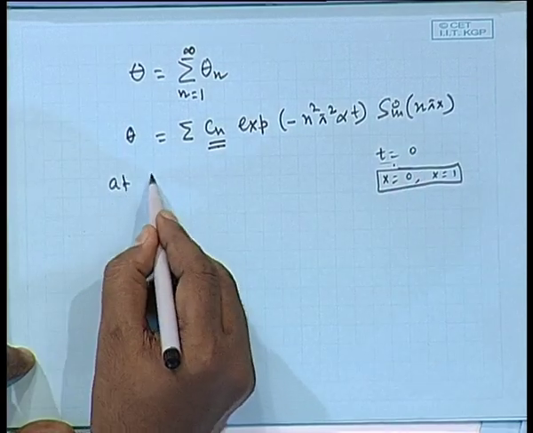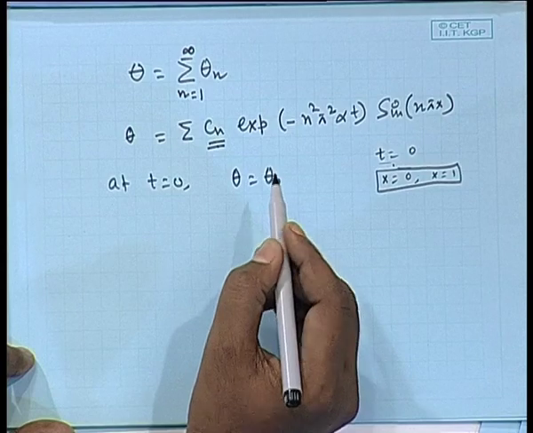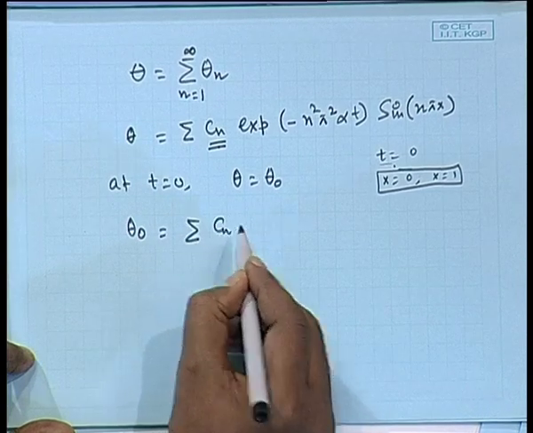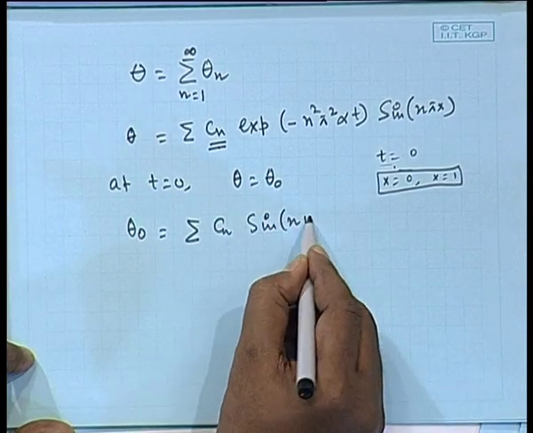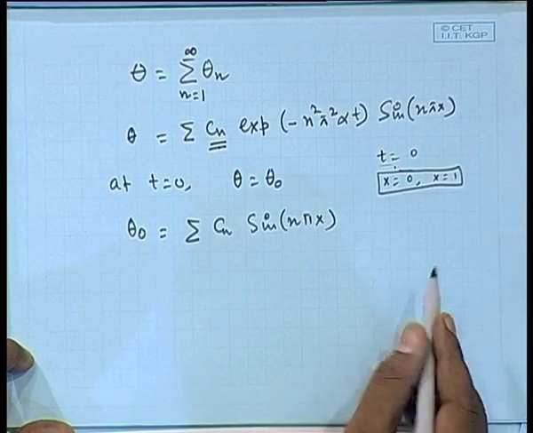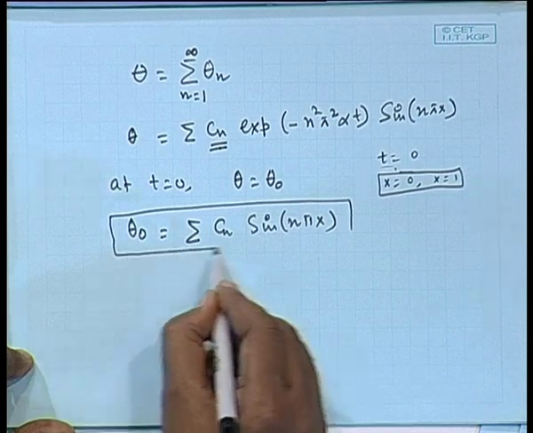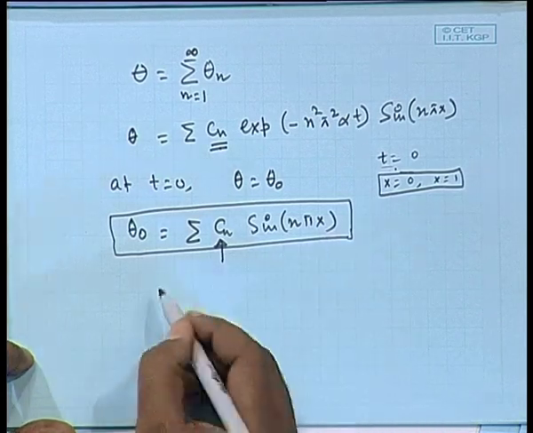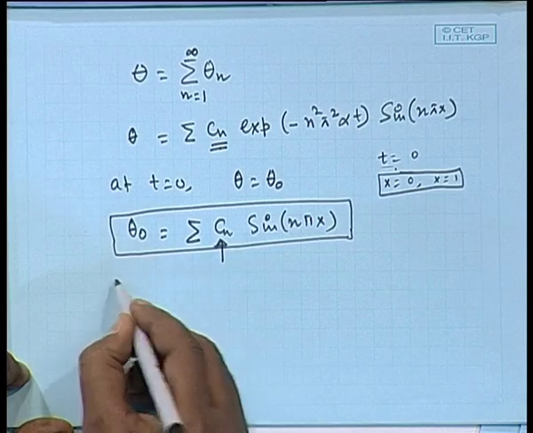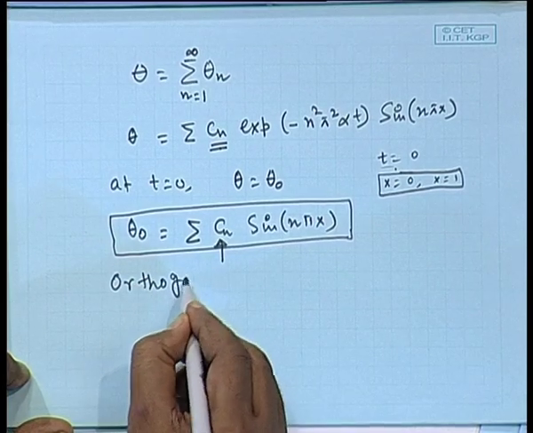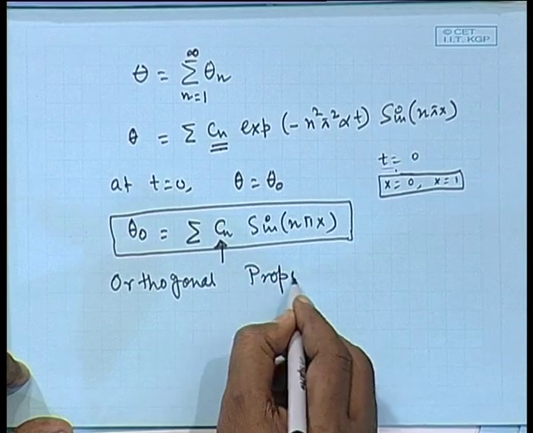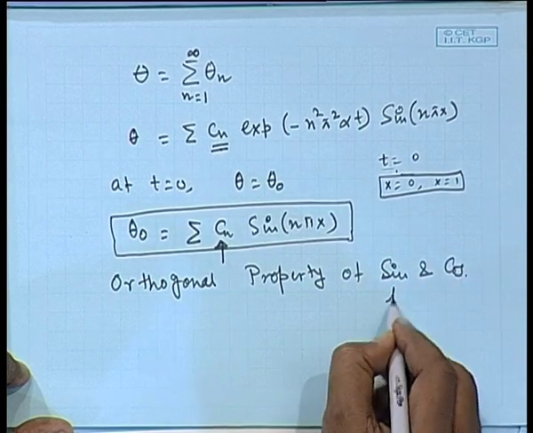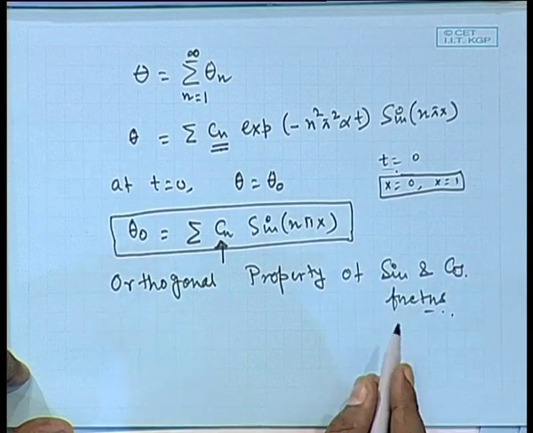That means at t equal to 0, your theta was equal to theta 0. Okay, that is t1 minus t0 whatever. So it becomes theta 0 equal to summation Cn sin n pi x. Okay. And now this constant can be evaluated by a property which is known as the orthogonal property of the sine and cosine functions. Okay. What is the orthogonal property?